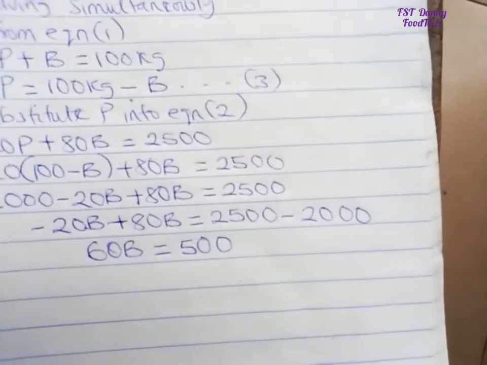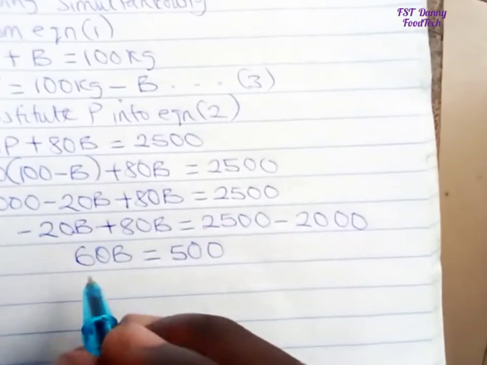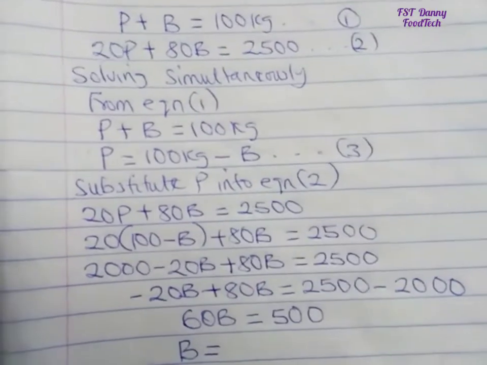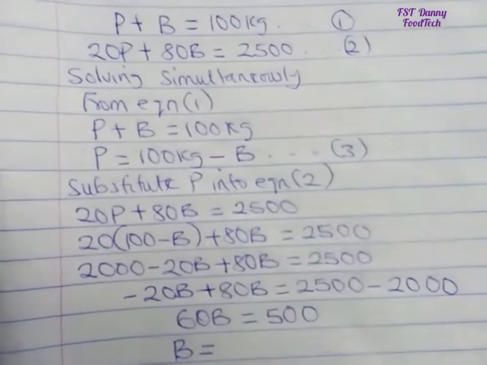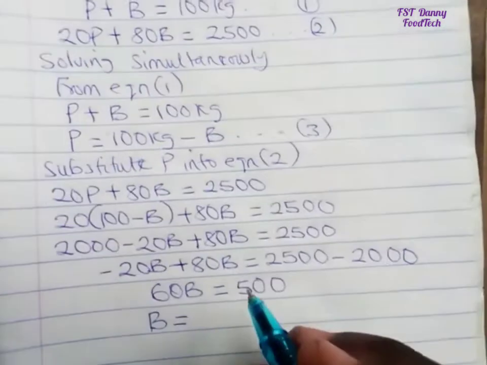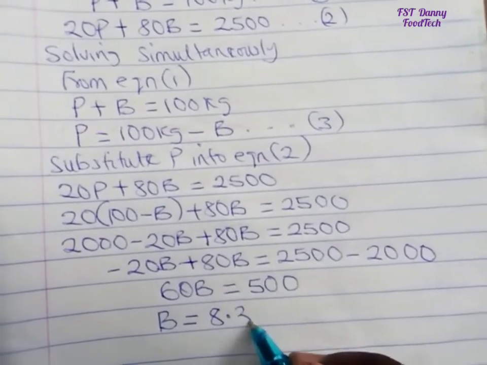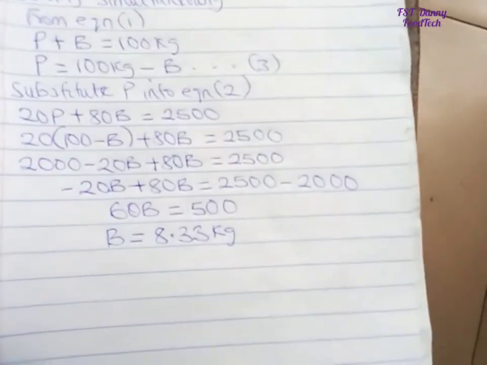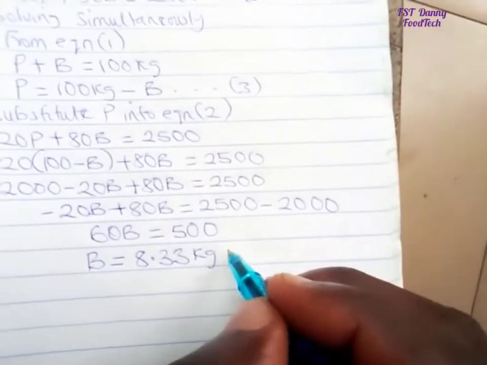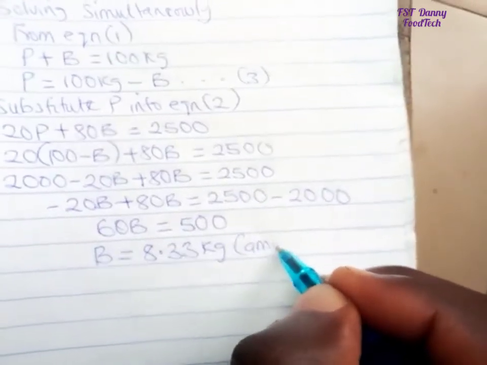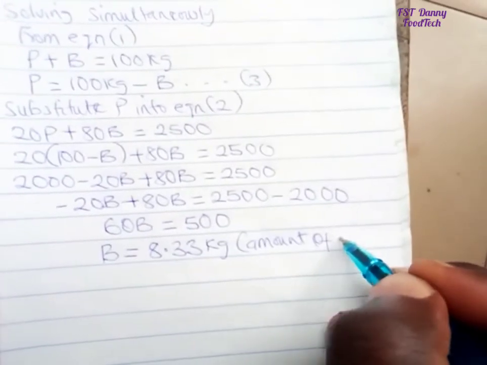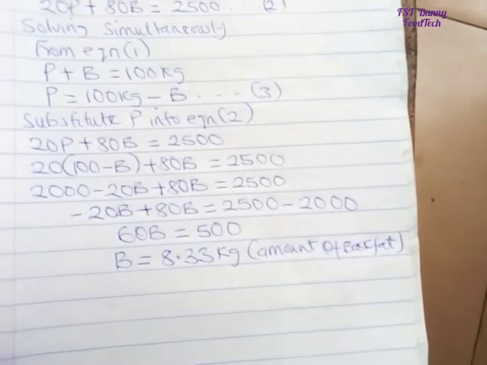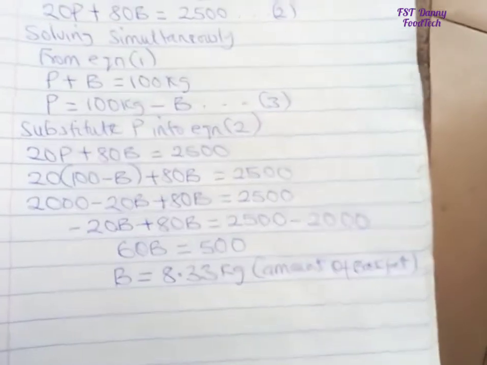Alright, so we'll now say our B is equal to 500 divided by 60, and that will give us 8.33 kg. So now 8.33 kg is the amount of back fat. That is the amount of back fat.